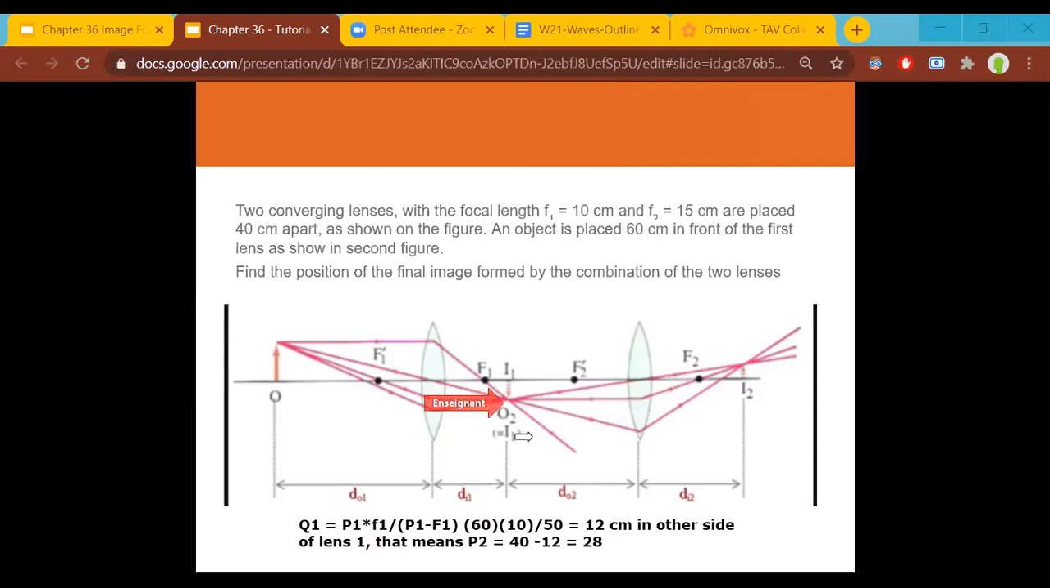And now we're just going to see where this ends up when you pass it through the second lens. So you're going to do the lens formula again. And what you should get is an image distance of 32 centimeters. So it's a similar formula to the one you just did. You should end up with, let me just put it down here.